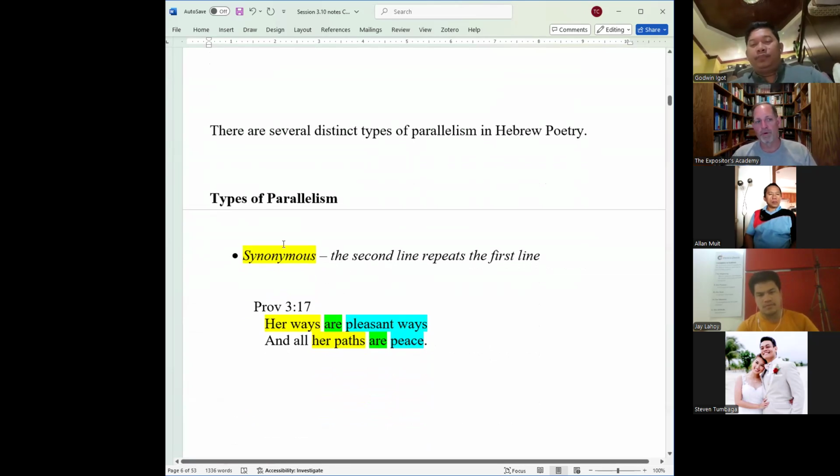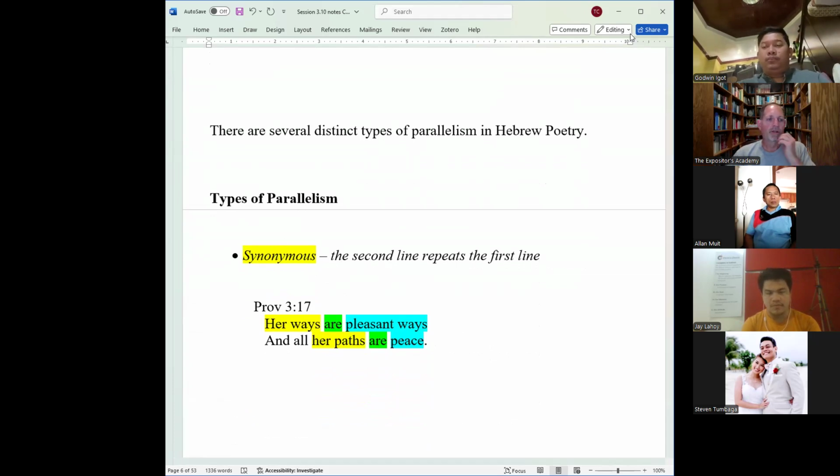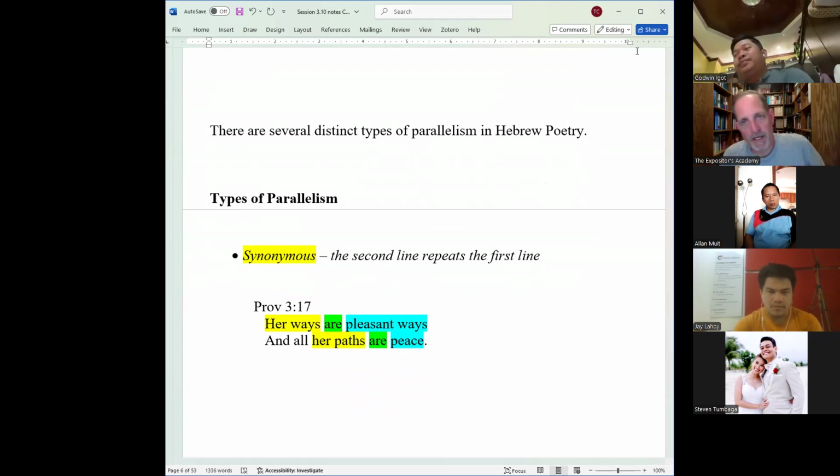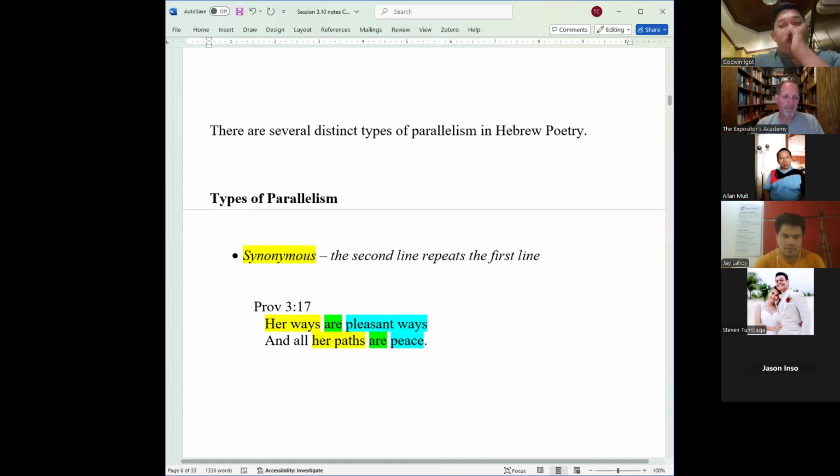But let's just remember the basic types of parallelism in Hebrew poetry. The first being, and the one we're most familiar with, I think one of the easier ones to identify, is synonymous parallelism. Again, that's where the second line in the verse repeats the first one. So here's a Proverbs example. Her ways are pleasant ways, all her paths are peace.